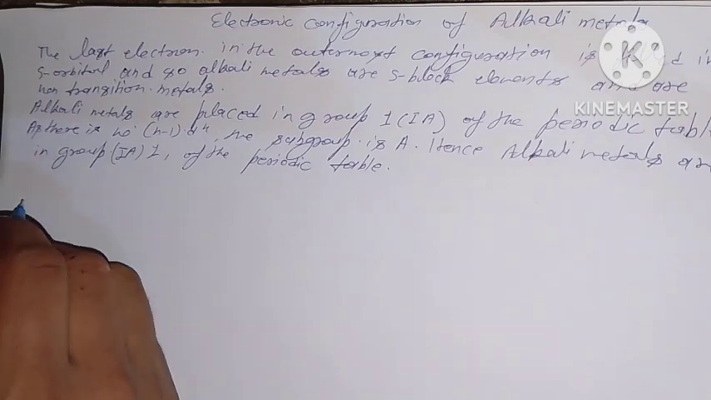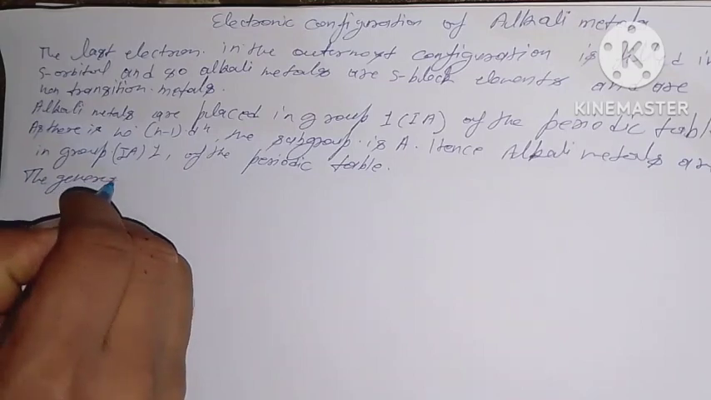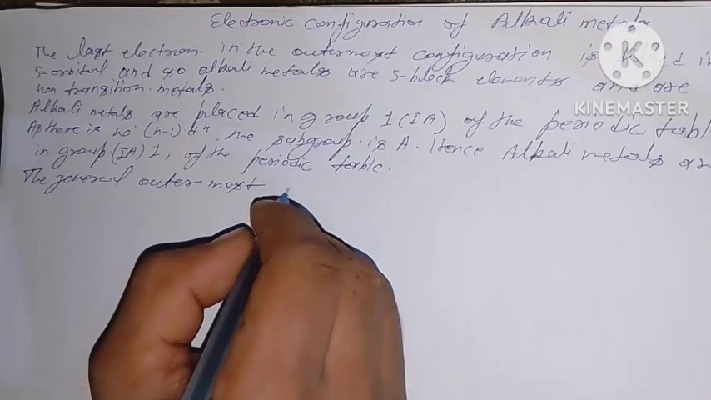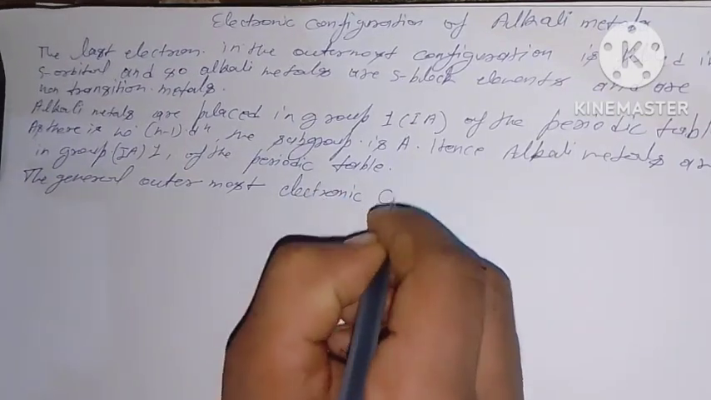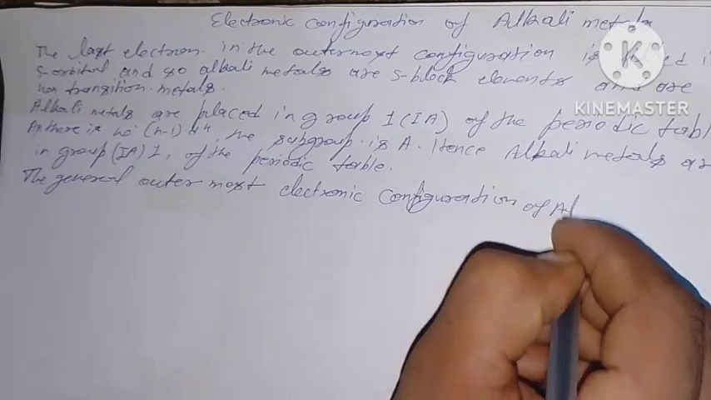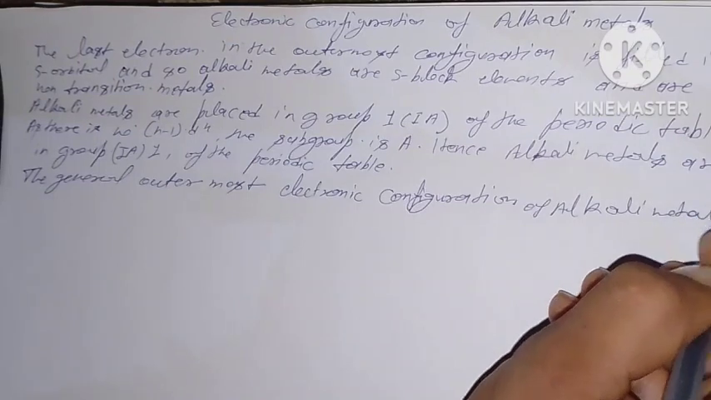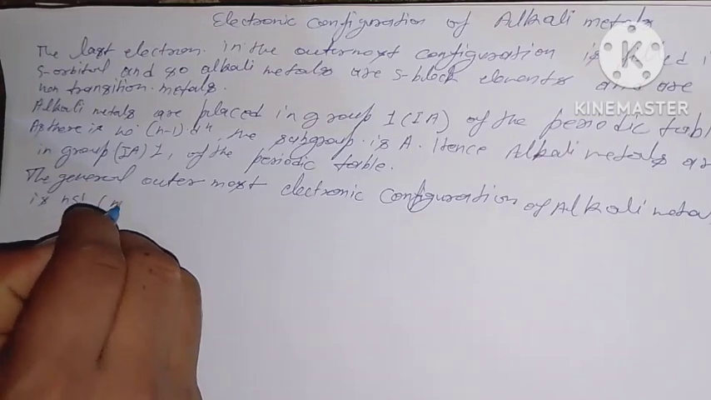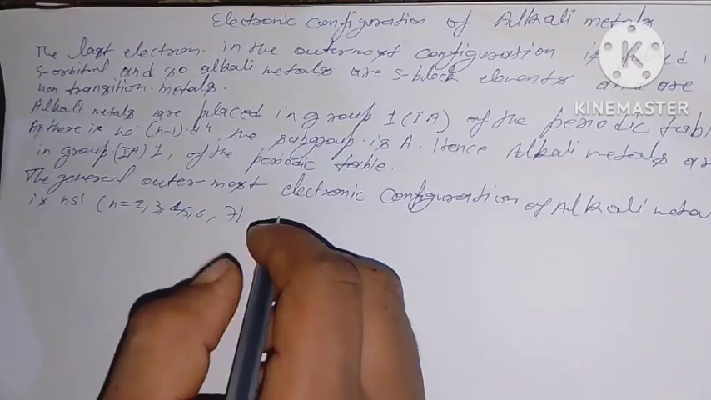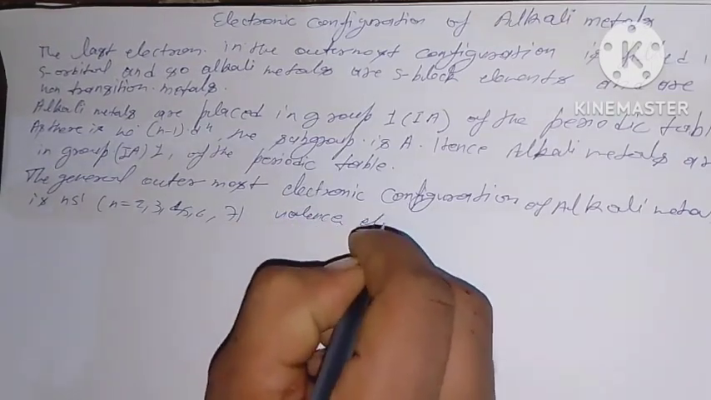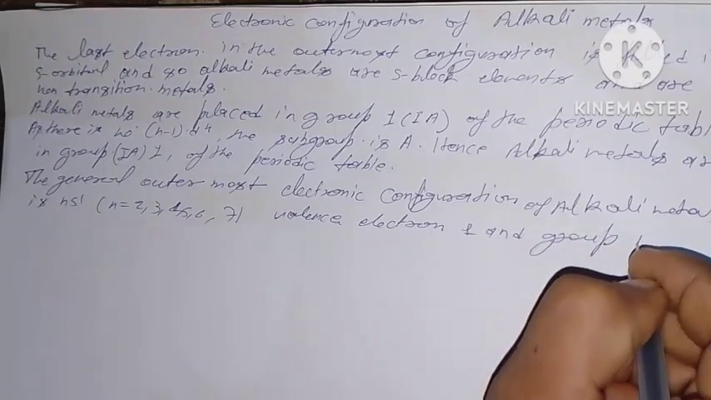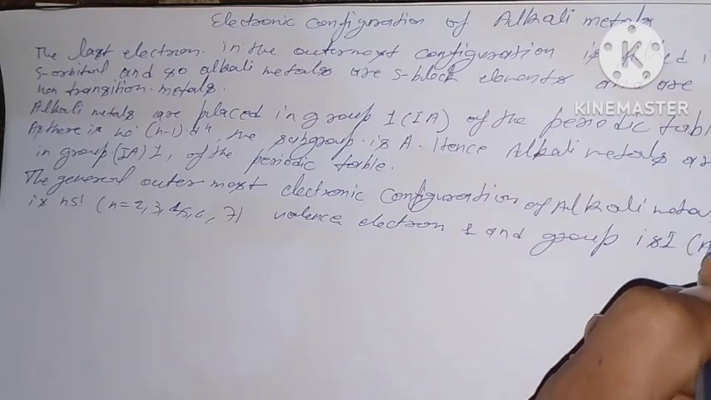The general outermost electronic configuration of alkali metals is ns1, where n equals 2, 3, 4, 5, 6, 7. Valence electron is 1 and group is 1A.